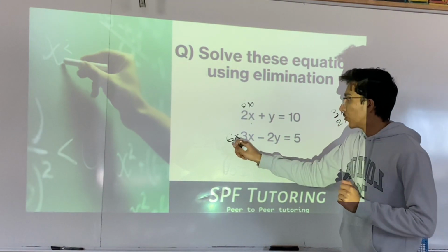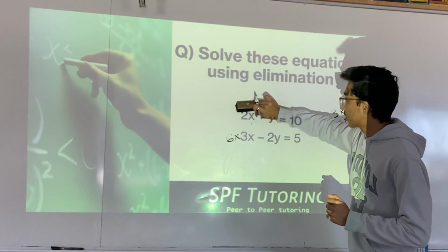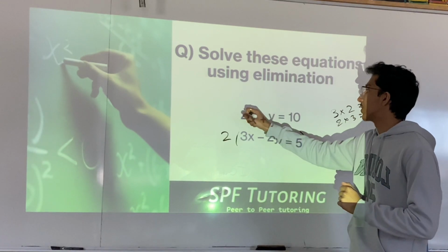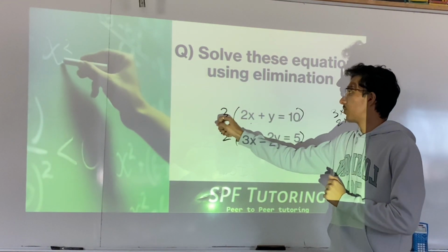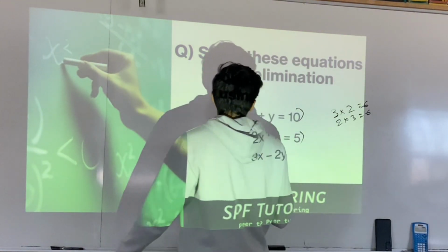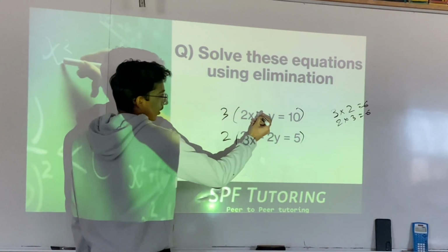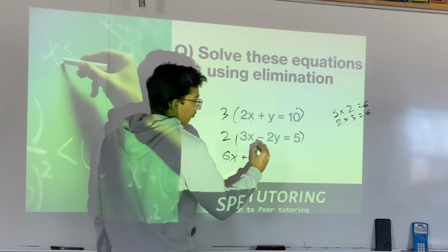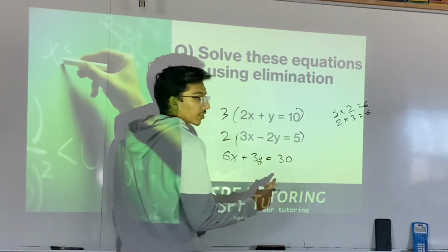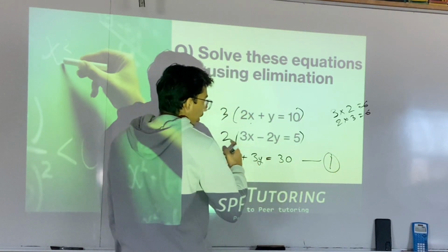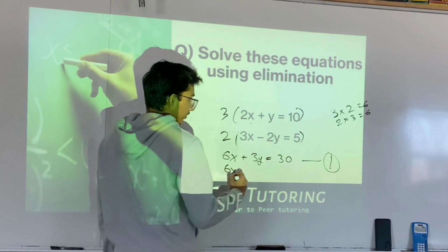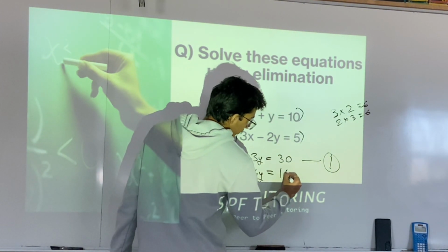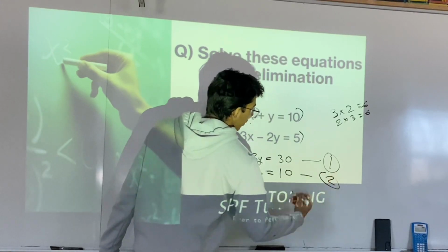So you need 2 here, right? This whole equation will be times 2, and here this whole equation will be times 3. Then you solve for it. The new equation will be 3 times 2x, which is 6x, plus 3y equals 30. That's our equation 1. Our equation 2 will be 6x minus 4y equals 2 times 5, which is 10. That's our second equation.